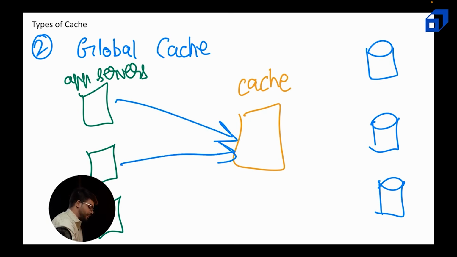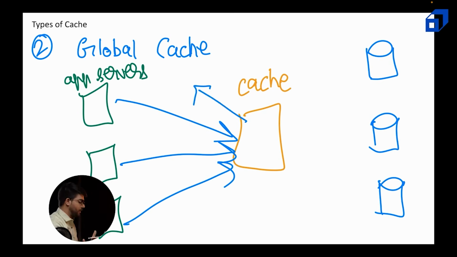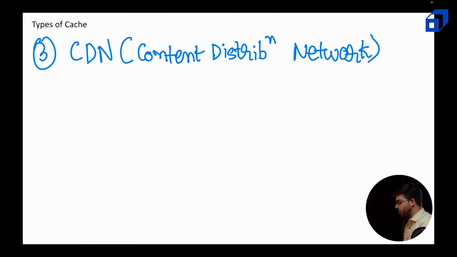If it is present in this particular cache, it's going to be retrieved from this cache itself to any of the application servers. Now, based upon the write strategies and the read strategies that we discussed, it can be the responsibility of the cache or of the application server to update the information inside the cache if there are any cache misses. Now, moving on to the last type of cache, which is CDN, Content Distribution Network.